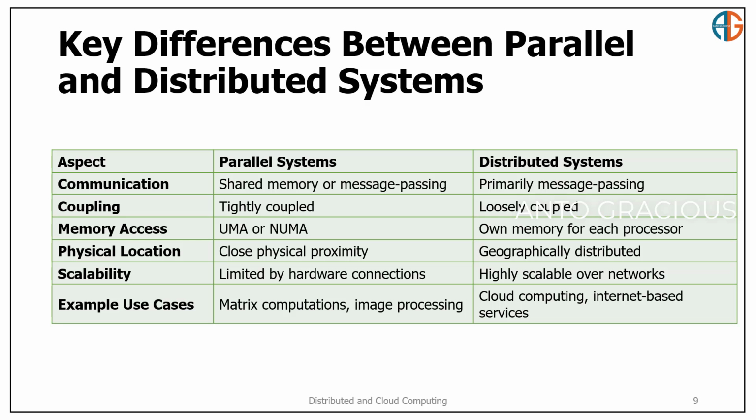Number 3. Memory access. Parallel systems use shared or non-shared memory, but each node in a distributed system has its own memory. Number 4. Scalability. Distributed systems are highly scalable since they are designed to expand across geographically diverse locations. For instance, high-performance computing clusters like NVIDIA GPUs in AI research work in parallel to process large datasets, while services like Netflix operate over distributed systems to manage content delivery to millions of users.